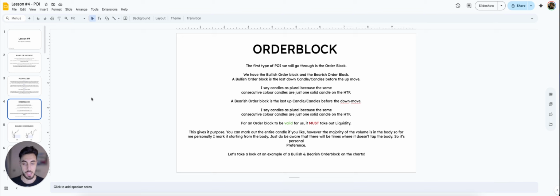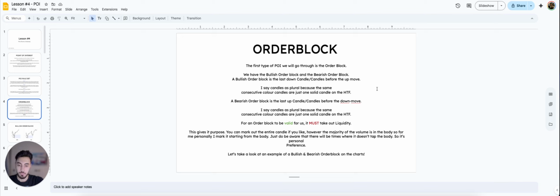I'm going to show you one example, right? And also, the bearish order block is the last up candle or candles before the downside. For an order block to be valid, it must take out the liquidity. That gives it purpose. You can mark out the entire candle if you like. However, the majority of the value is in the body. So I mark it starting from the body because there's a lot of volume there.